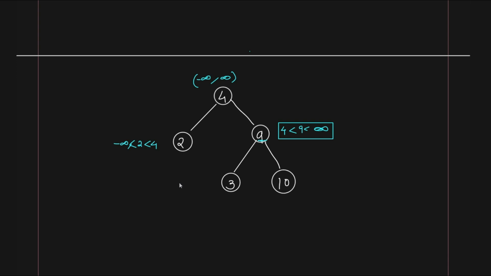So which means that 4 will be here as a left boundary and 9 will be this boundary for 3. So we can see that this condition is false. So we can just return false from here. The boundary of 10 will be greater than 9, but it should be less than infinity. So this is how this logic works.